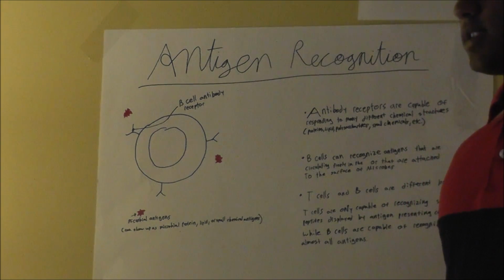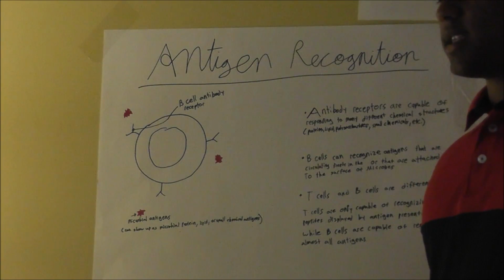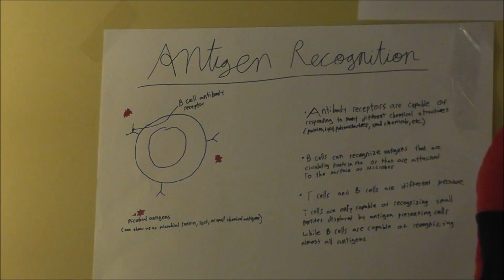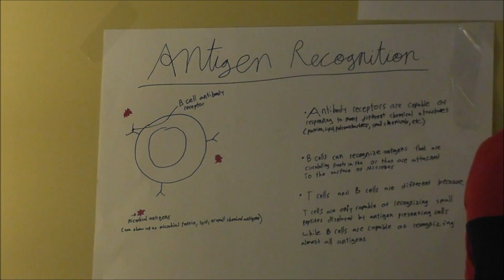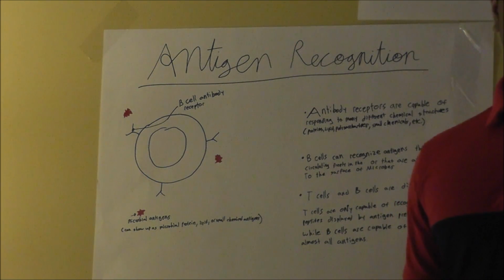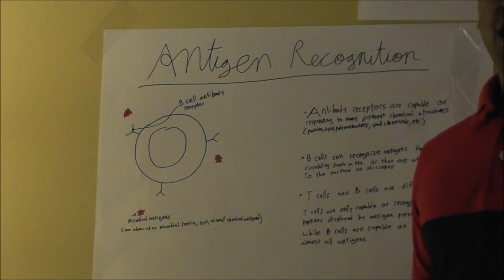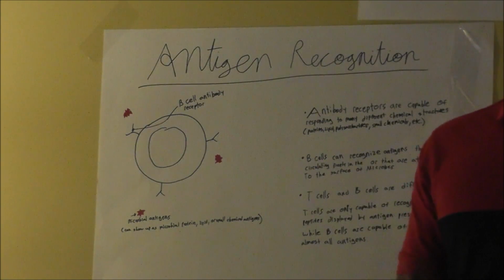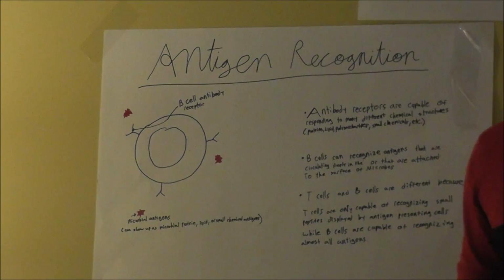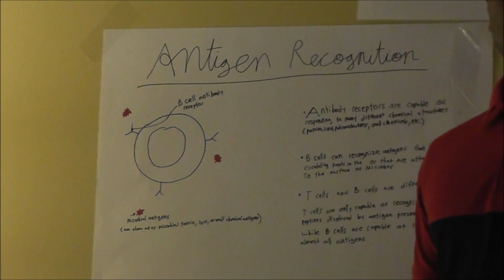This is a key difference between B lymphocytes and T lymphocytes, as the receptors of T cells are only capable of recognizing small peptides that are presented to them by antigen-presenting cells. Antigen-presenting cells are a special kind of cells that, in a sense, grasp antigens and carry them to a B cell where they can initiate a humoral response.